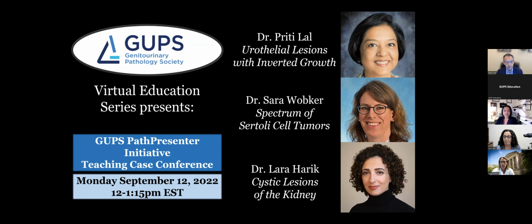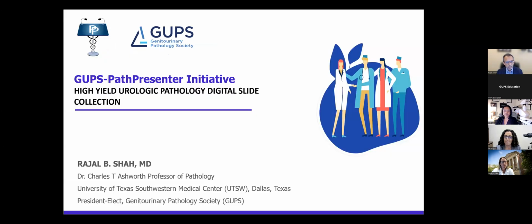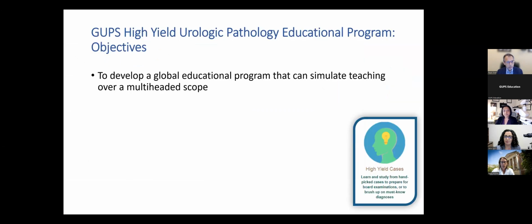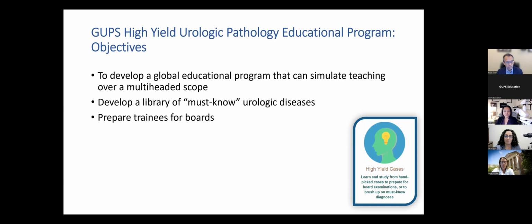I will give a very brief introduction about this GUPS-PathPresenter initiative. So recently, GUPS has partnered with PathPresenter to develop a high-yield urologic pathology digital slide collection module. This is an important initiative for the society, and we hope that all trainees and members will take advantage of it. So we had 4 objectives in building this collaboration: to develop a global educational program that can simulate teaching over a multi-headed scope. We wanted to develop a library of must-know urologic diseases, prepare trainees for boards, and provide members update on new scientific developments occurring in these high-yield topics.